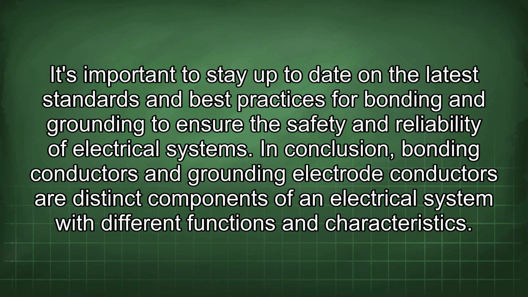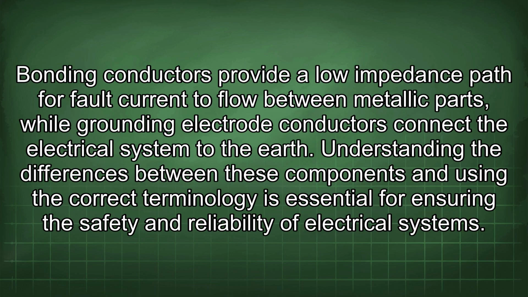In conclusion, bonding conductors and grounding electrode conductors are distinct components of an electrical system with different functions and characteristics. Bonding conductors provide a low impedance path for fault current to flow between metallic parts, while grounding electrode conductors connect the electrical system to the earth.